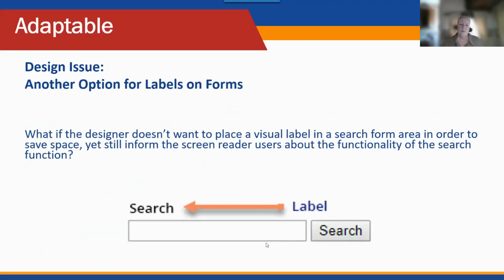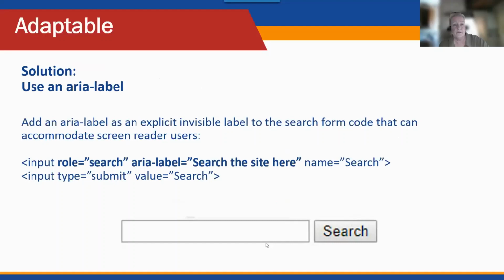Now, another option, let's say you're designing forms and you don't want to have a search label. Maybe you have no room for that in your design, a visual label for the search form. You still have to have it, but what can you do to get around that problem? You can use something called an aria label. An aria label is recognized by the screen readers as something that it needs to announce.